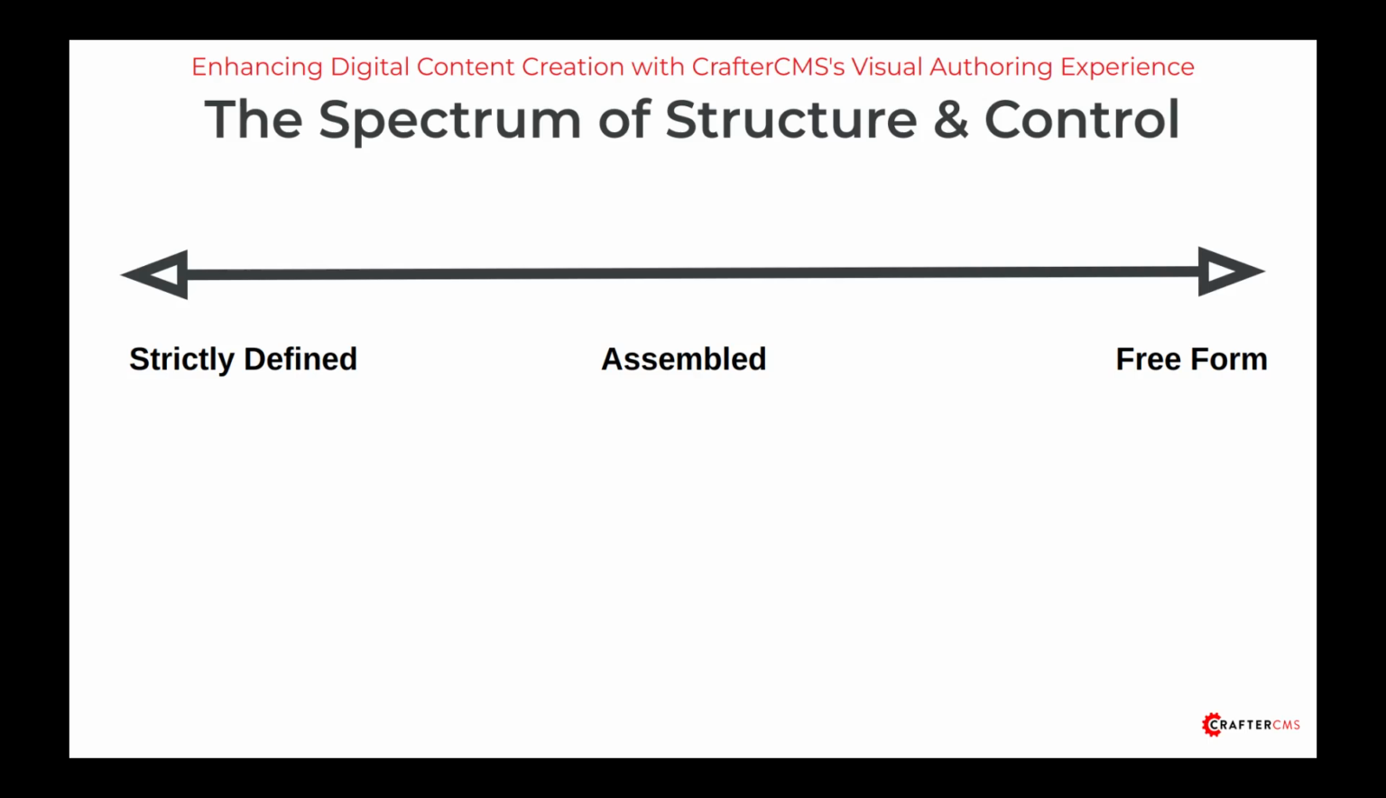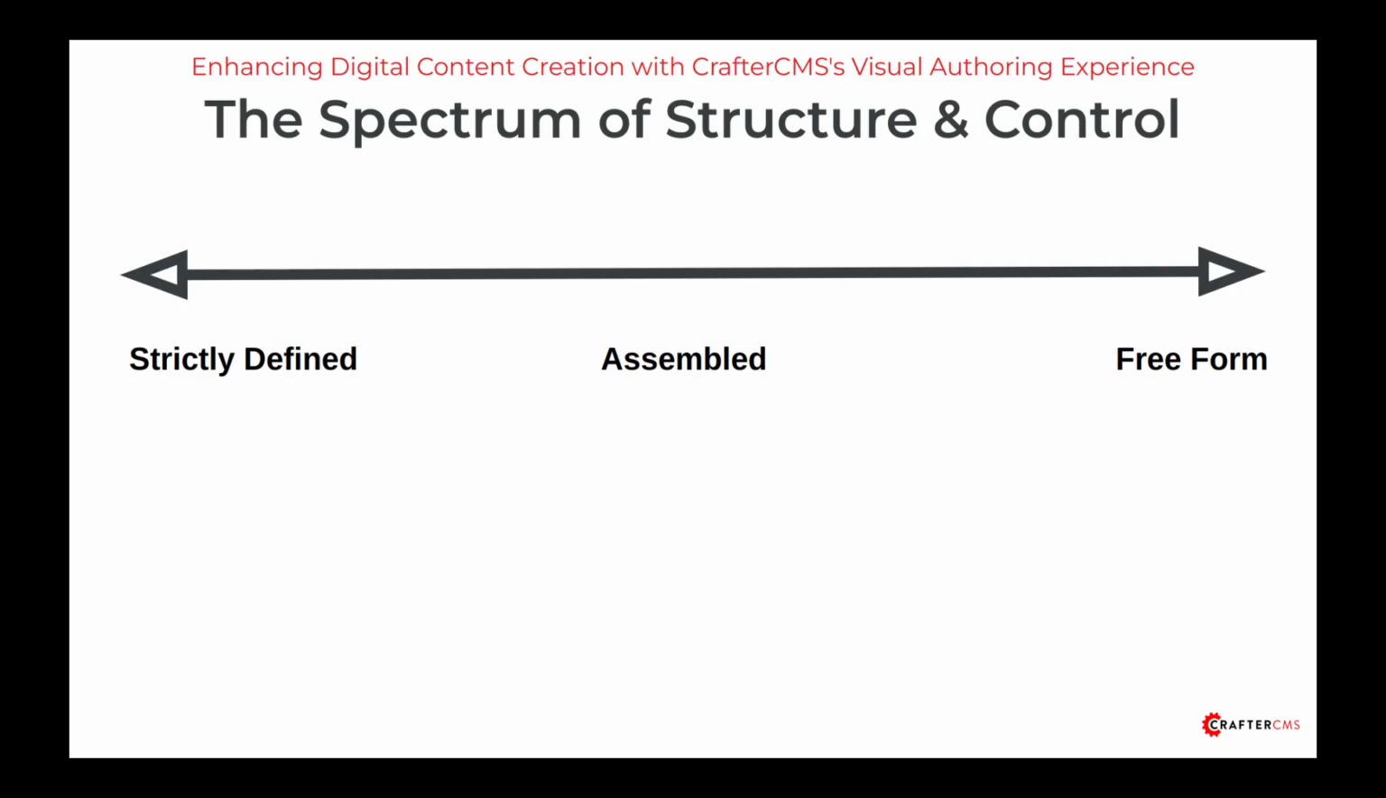And then the last thing that I really want to talk about is what I would call the spectrum of structure and control in your content modeling. And so you have content modeling that's very strictly defined on one end of the spectrum, and on the other end of the spectrum you have completely free form, and then a big continuum that spans between the two, where assembled content sits in the middle. And it's important that your content management system allows you to span that entire spectrum, because different use cases call for a different level of control.